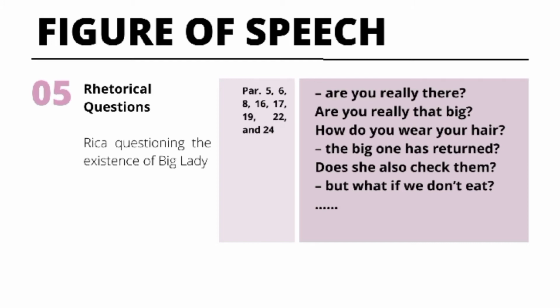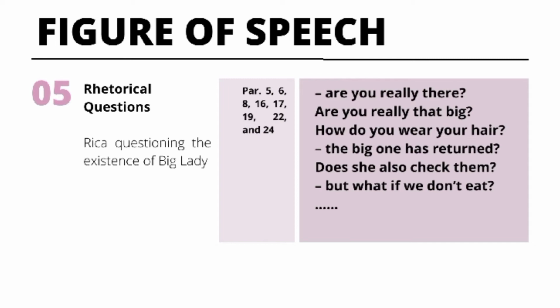Rika posed a question not to elicit an answer, but to emphasize a point or to create a dramatic effect on how much she is bewildered about the existence of the big lady, and how she thinks of her as a real living creature. These questions also indicate confusion, so she tries to ask these questions because Rika wants to know more about the big lady.